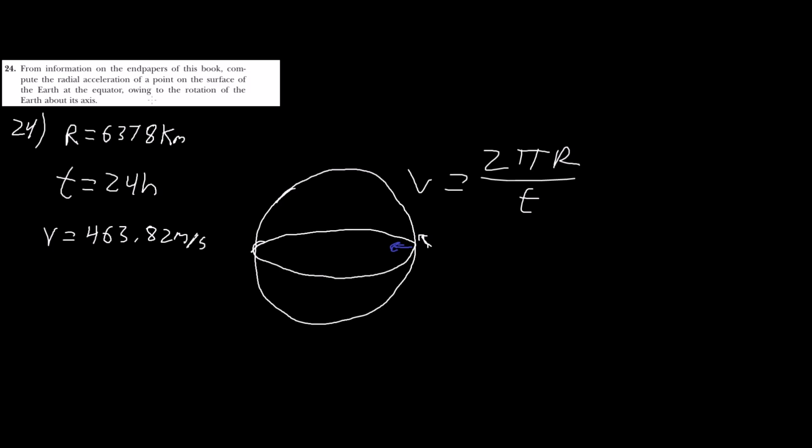Compute the radial acceleration of a point on the surface. The radial acceleration. Well, I guess it's minus 9.8, but I'm not going to worry about gravity. I'm just going to pretend that gravity doesn't exist, and as it's rotating in a circle.